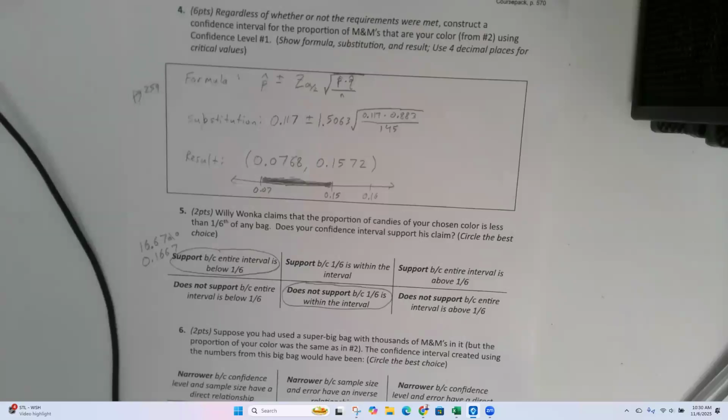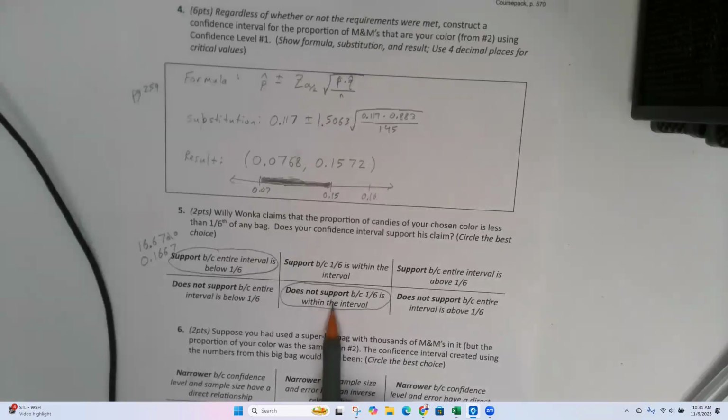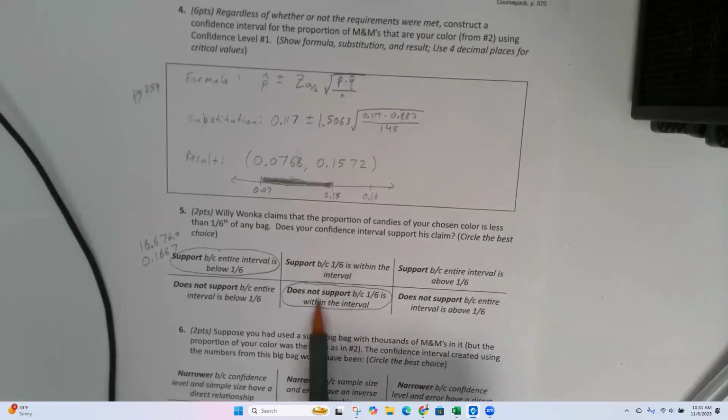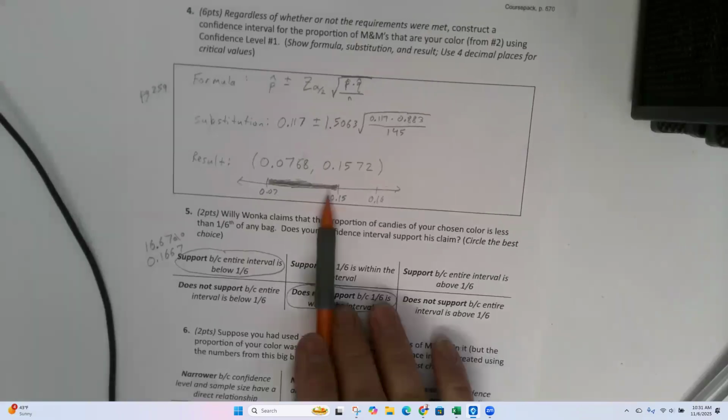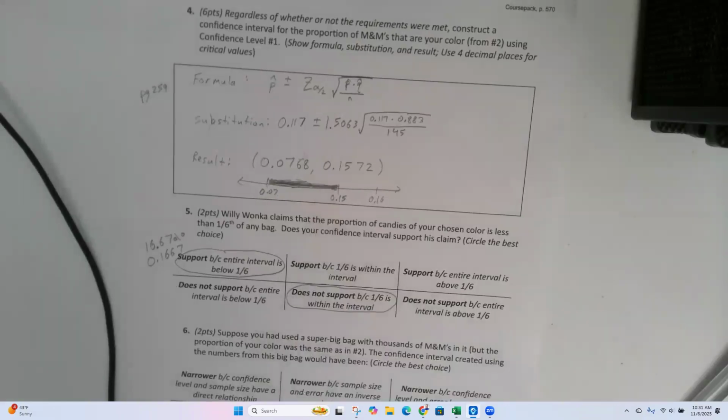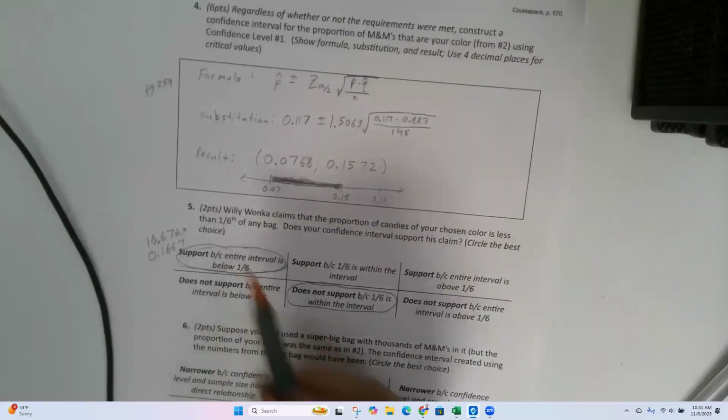Any questions so far? As always, feel free to stop me as we're going through these questions, okay? But anyway, did anybody have a "does not support"? Does anybody have 1/6 in their range? So Andrew actually chose this question. Mine is this, but Andrew's answer is this, okay?